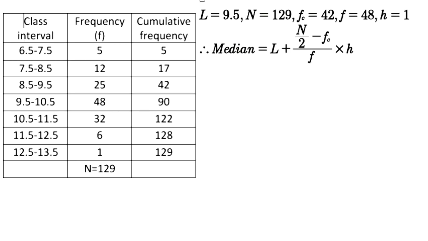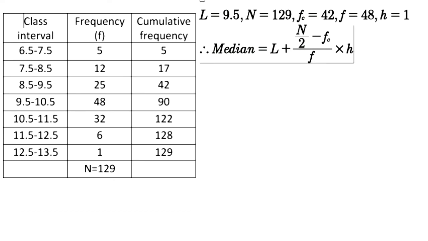Now we will use the formula: median equal to L plus n divided by 2 minus Fc divided by f into h. Here L means the lower limit of the class interval. We have already found that the corresponding class interval is 9.5 to 10.5. Therefore, the lower limit for this class interval equal to 9.5. L value will be 9.5. n equal to total frequency, which equals 129.